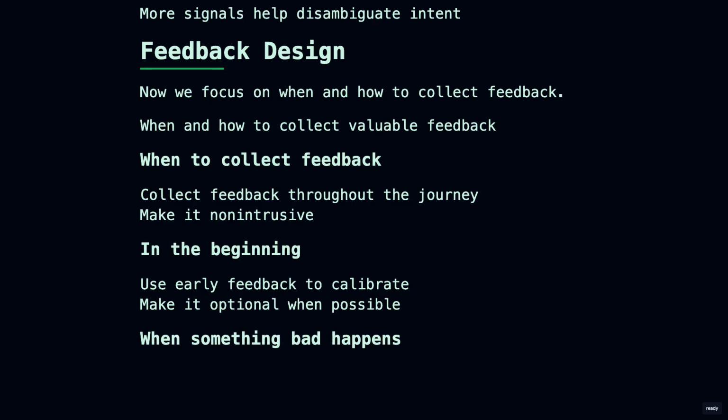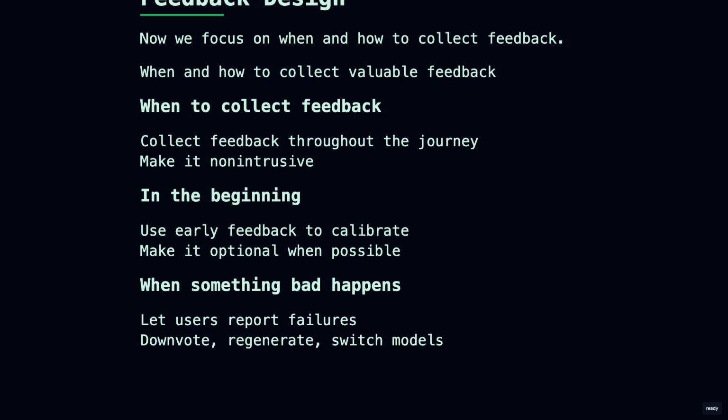Another important moment is when the system fails. That is often when feedback is most valuable, because the user is telling you exactly where the product broke down. If the model hallucinates, blocks something valid, creates a bad image, or responds too slowly, users should be able to say so immediately. Practical controls like down votes, regeneration, or model switching turn frustration into a useful signal.